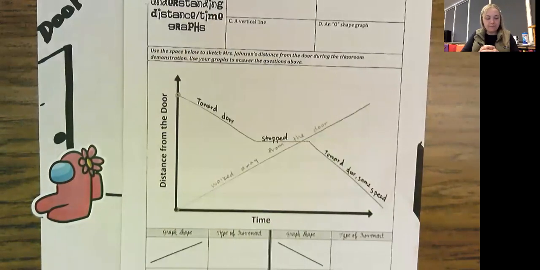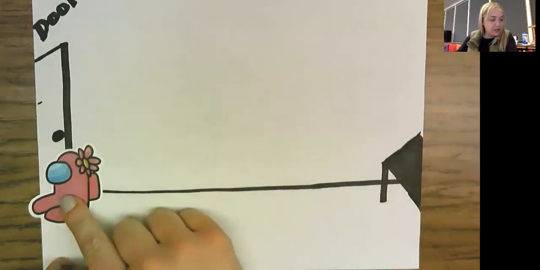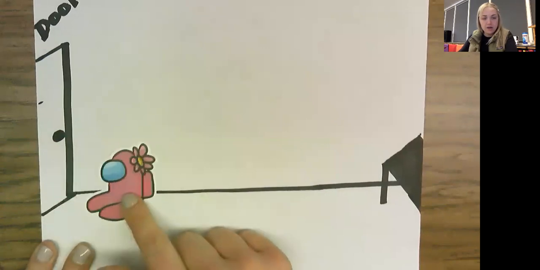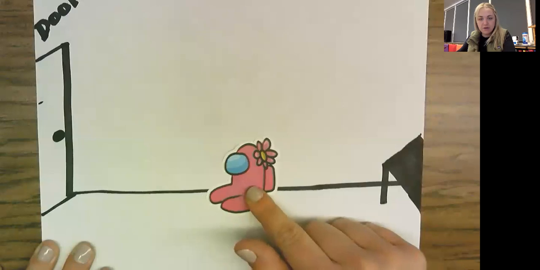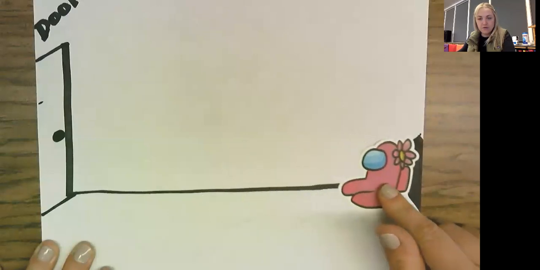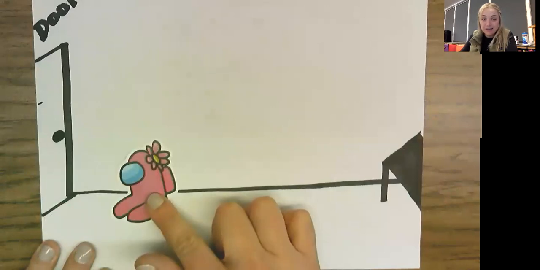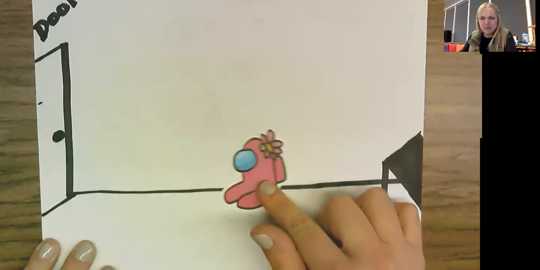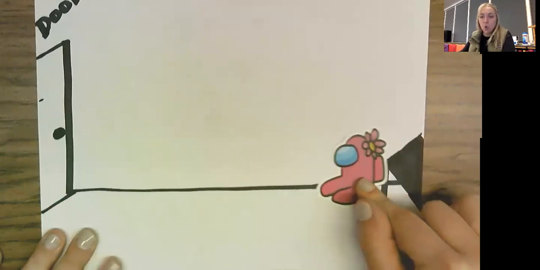Okay, let's try another one. This one, Miss Johnson is going to start at the door, and I'm going to go. Okay, so what did I do there? I went away from the door quickly, stopped, away from the door quickly, stopped. I think I did it 3 times. Away from the door quickly, stopped, and then I went slow.